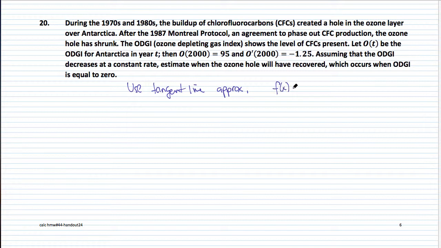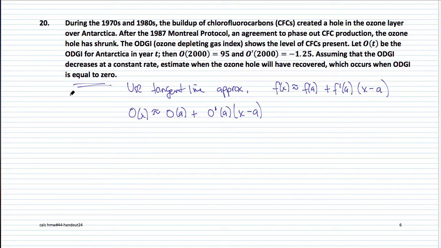Well, originally it is f of x is approximately equal to f of a plus f prime of a times x minus a. So what I'm going to do is rewrite this for my function O. So O of x is approximately equal to O of a plus O prime of a times x minus a. So what we want to do is say, okay, when will this recover? So we want to know that time when O of x is equal to 0. So my x value is unknown in this case. I'm sorry, this should be t, not x. We're going to say t and not x.